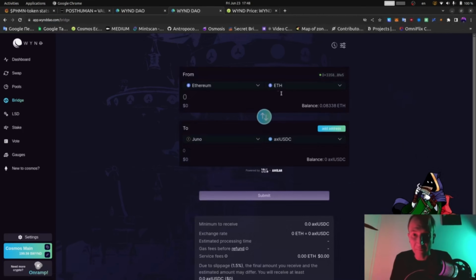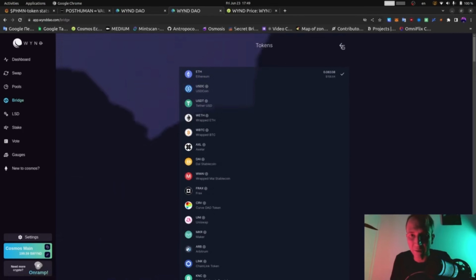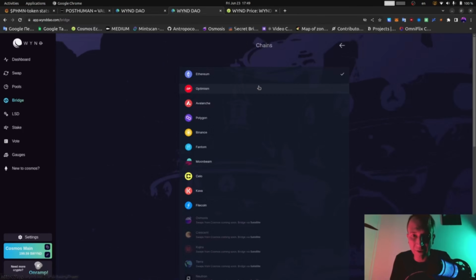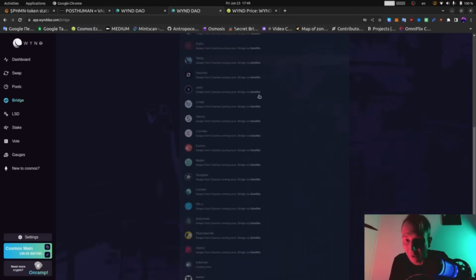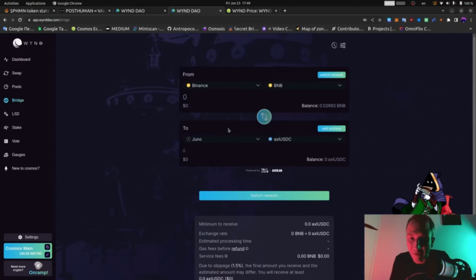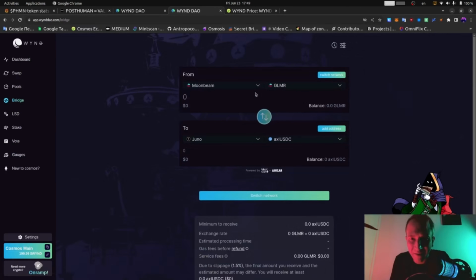So we connect MetaMask, it sees the Ethereum, we can see all other tokens, but you also can understand that I don't have a lot of Ethereum. But you can use the bridge not only with Ethereum. You can use the bridge with Optimism, Avalanche, Polygon, Binance, Phantom, Moonbeam, Celo, Kava, Filecoin. Oh my god. So, do you want to transfer BNB to the Juno? Easily. If you use Wynd DEX, you can even send something, GLMR, from the Moonbeam.